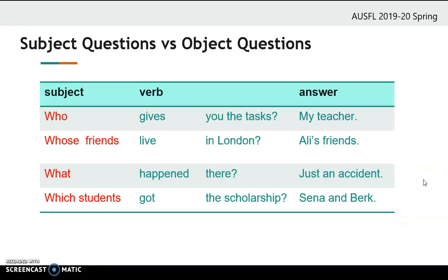In this chart, you see more examples for subject questions. Who gives you the tasks? My teacher. Whose friends live in London? Alice's friends. What happened there? Just an accident. Which students got the scholarship? Sena and Berk.